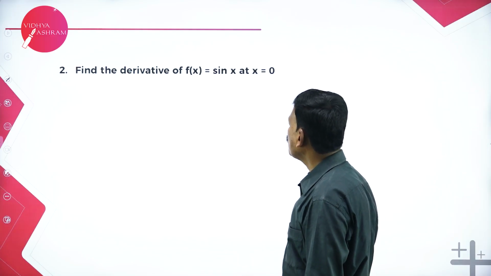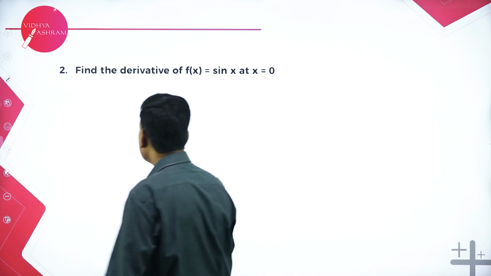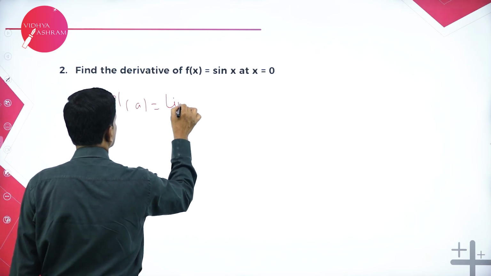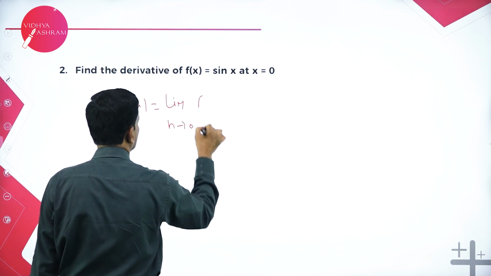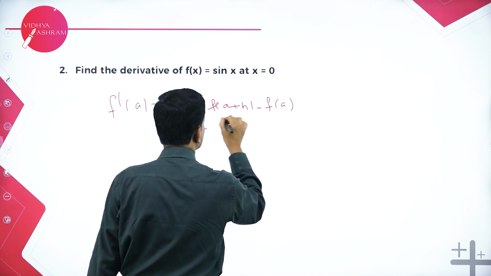Find the derivative of f of x is equal to sin x at x is equal to 0. Same as the previous, by the definition, f dash a is equal to limit h tends to 0 of f of a plus h minus f of a divided by h.